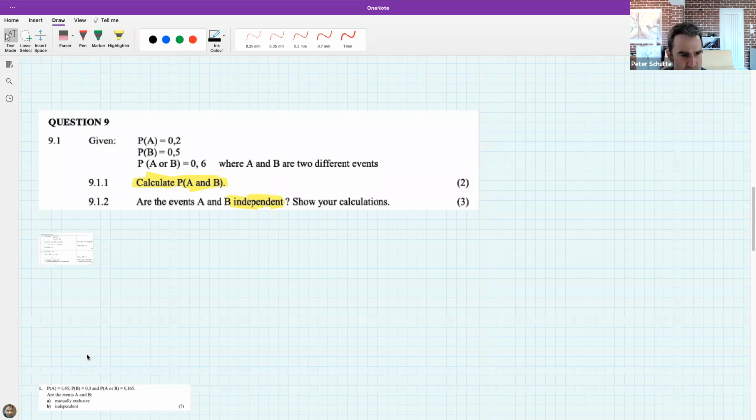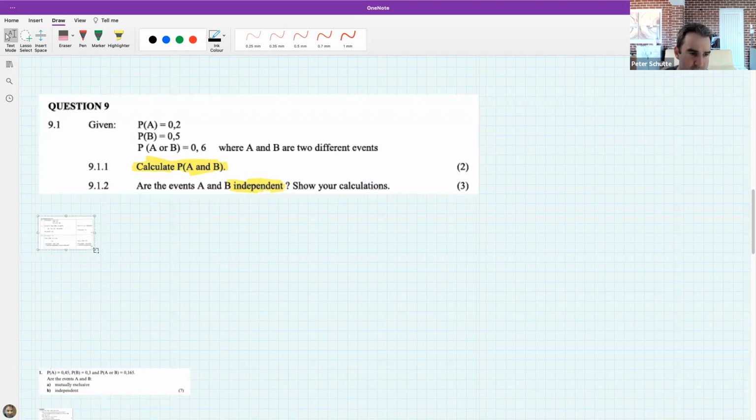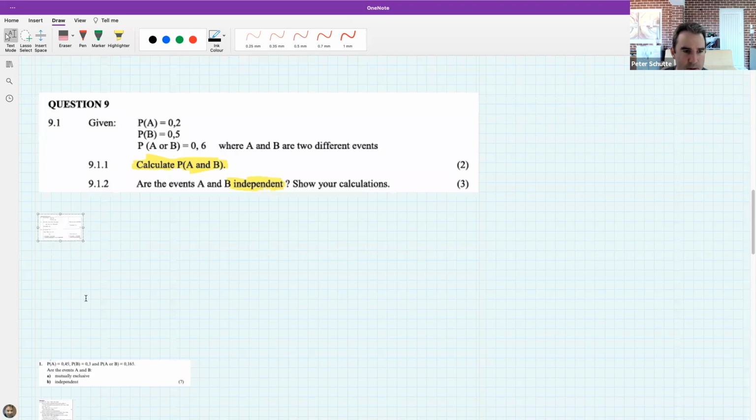Now, this takes us back to another part of the probability chapter, the part on identities. Can anybody suggest an identity from that section that might help us in this question? The question says you're given the probability of A, the probability of B, and the probability of A or B. Now, or is a different word. And it says A and B are two different events. Calculate the probability of A and B.